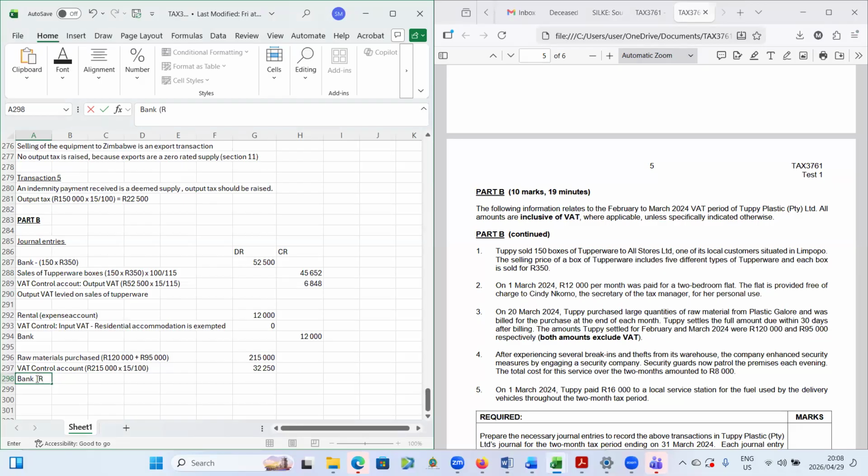Remember, the amount here must be including VAT. We will simply say 215,000 multiplied by 115 over 100. You get the amount including VAT. You see how I played with my mathematics. So it's 215,000 multiplied by 115 over 100. You would see it's 247,250 rand. Okay, you can see it's equal to, when you do this, 247,250. It's exactly, it balances.